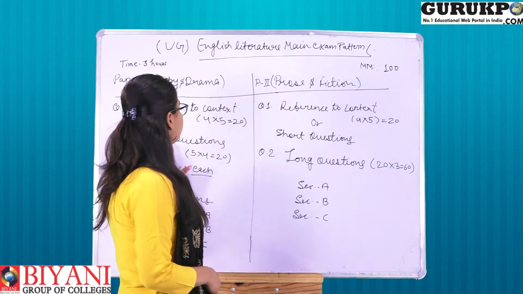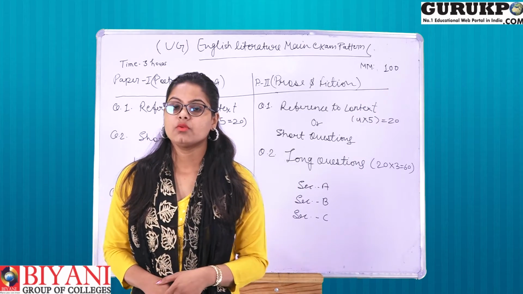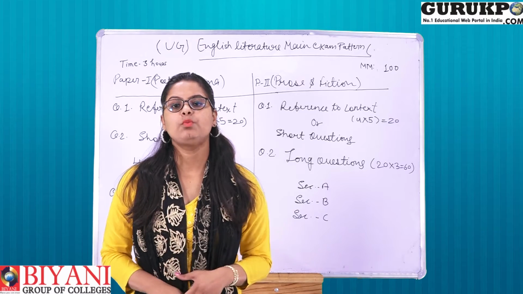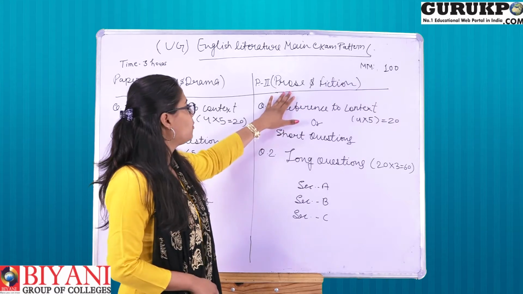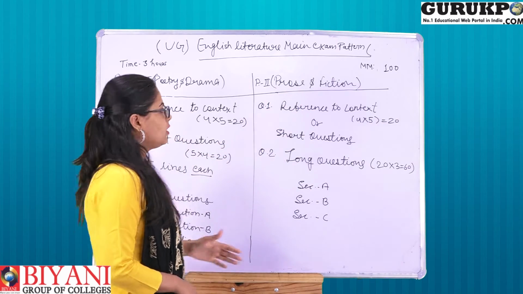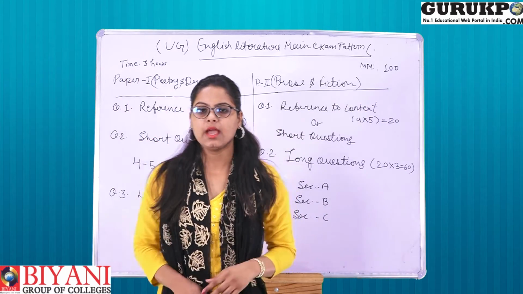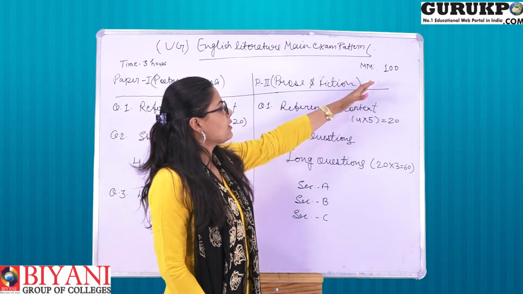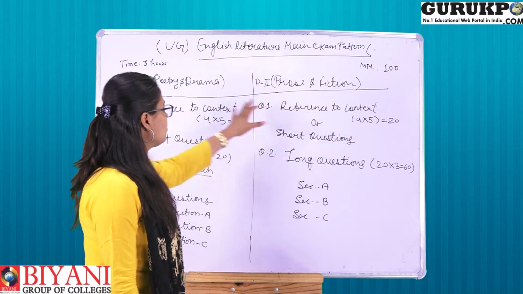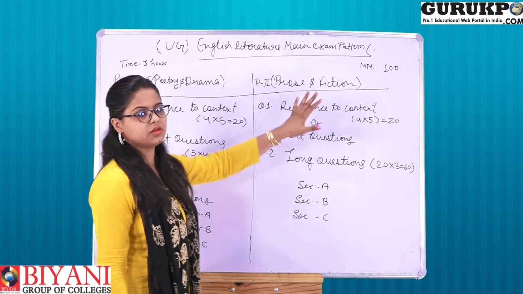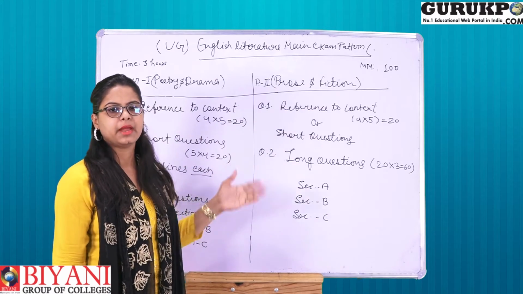You all know that if we go according to the pattern of Rajasthan University, we would find that we are having two papers. The first paper is poetry and drama, and the second paper is prose and fiction. If you don't know about the time, it's 3 hours, and the maximum marks are 100. Both question papers, poetry and drama and prose and fiction, actually have the same pattern.